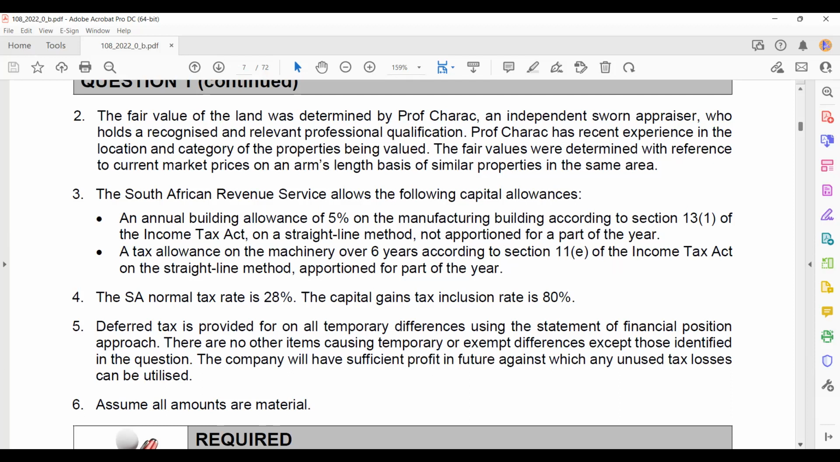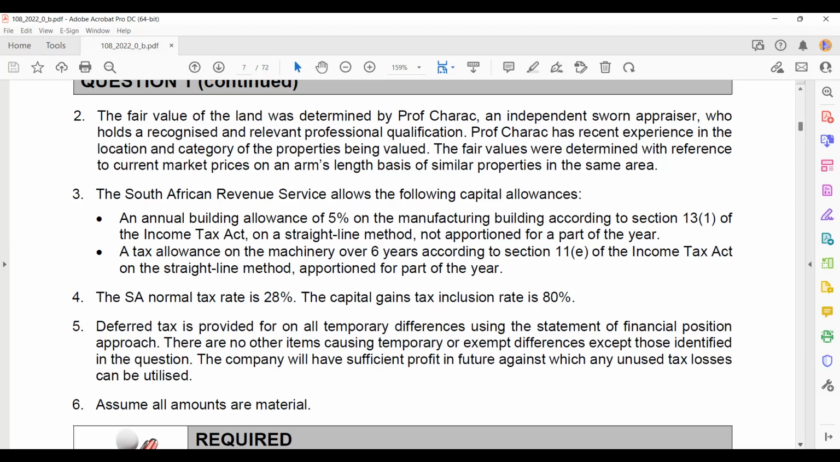The South African Revenue Service allows for the following capital allowances: an annual building allowance of 5% on the manufacturing building according to Section 13(1) of the Income Tax Act on a straight line method not apportioned for part of the year. A tax allowance on the machinery over 6 years according to Section 11(e) of the Income Tax Act on the straight line method apportioned for part of the year.